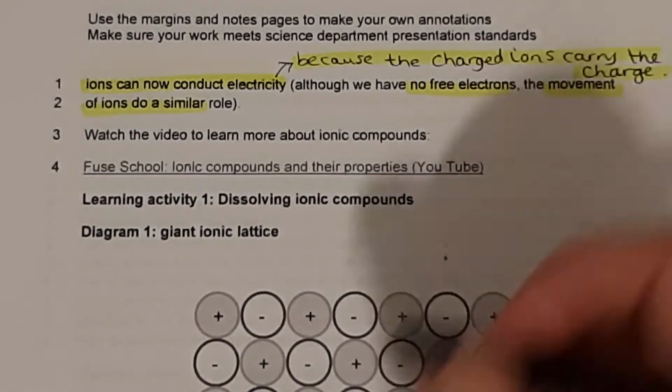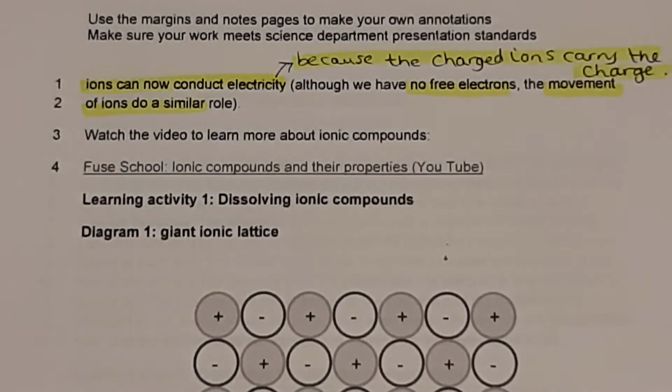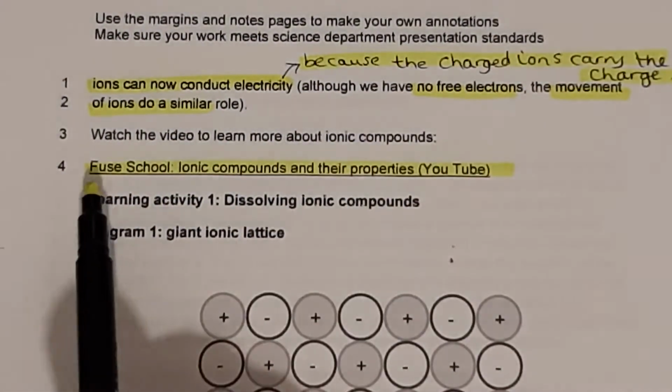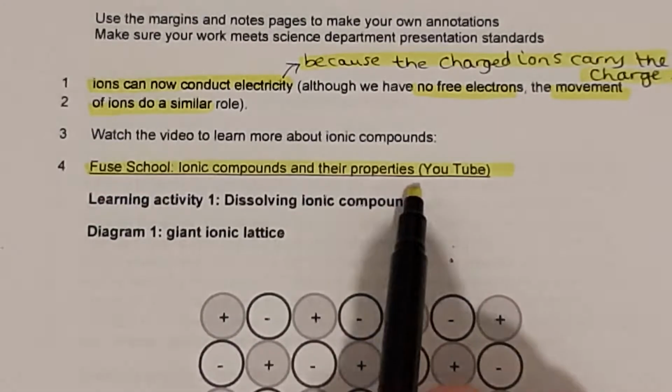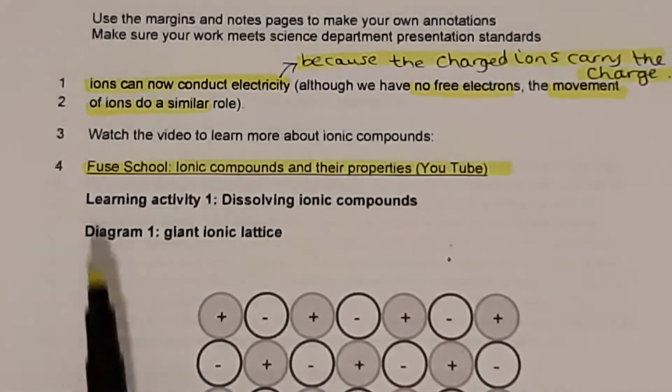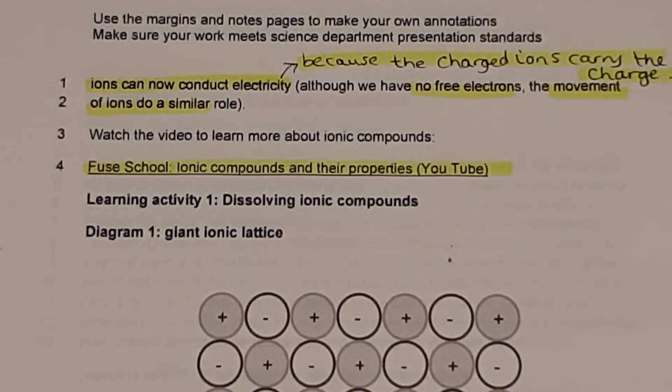Now we have a video here which we're going to watch to learn more about ionic compounds. If you have a digital copy of this book, you can just click on the link. If not, you're going to want to go to YouTube and type in Fuse School Ionic Compounds and Their Properties, and that should bring you up the video. You're going to want to select the one that's by Fuse School, which is a channel. So pause the video whilst you watch the YouTube video.